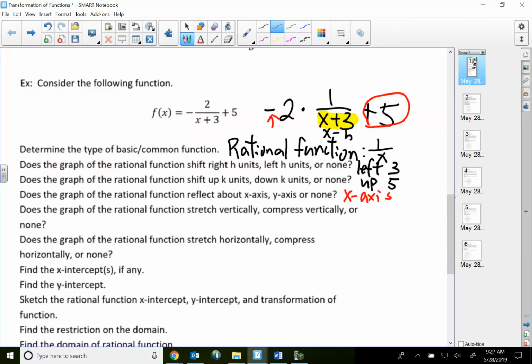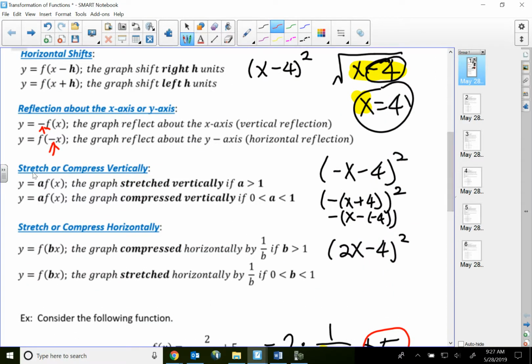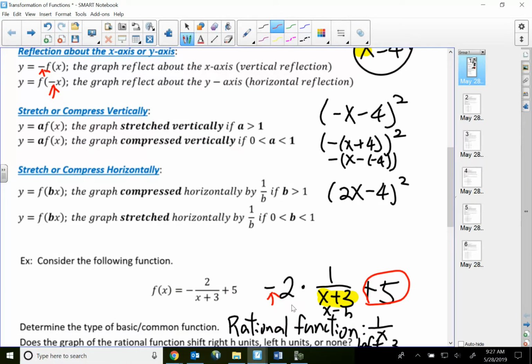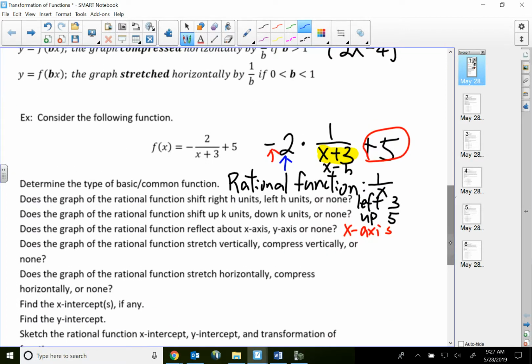All right, does the graph of the rational function stretch or compress vertically? Stretch or compress vertically refers to the coefficient that is outside of your function. My a this time is 2, which is bigger than 1. So I actually stretched vertically.